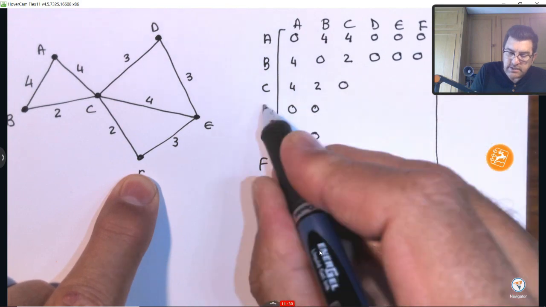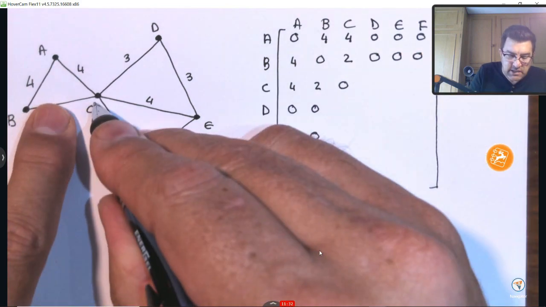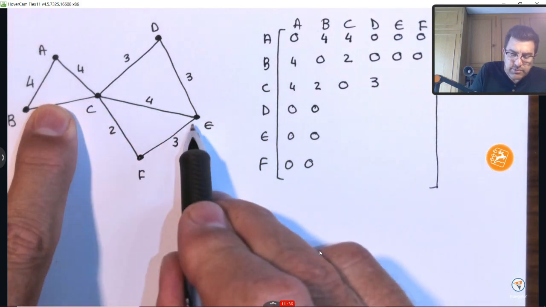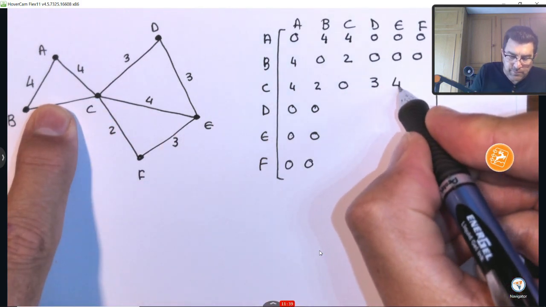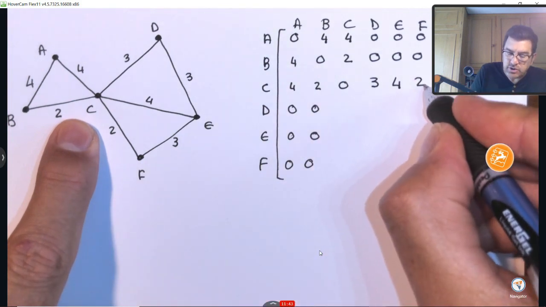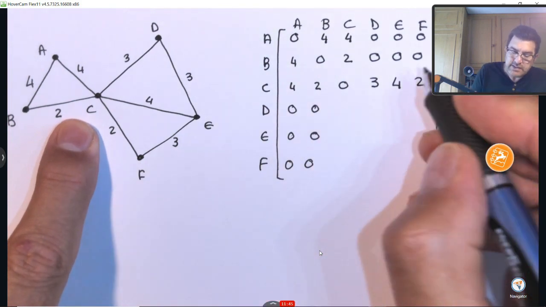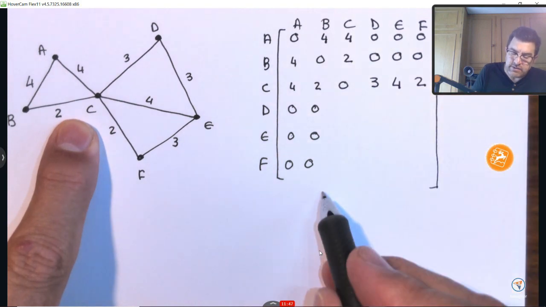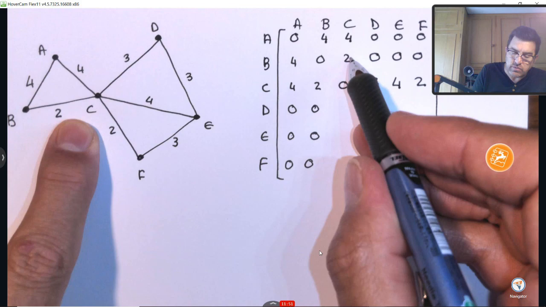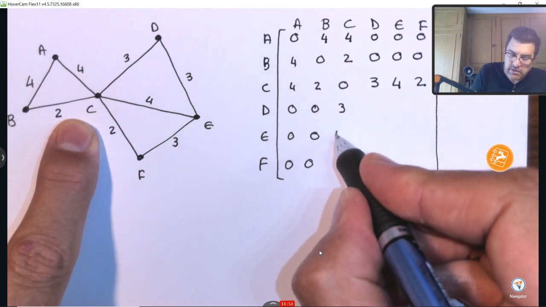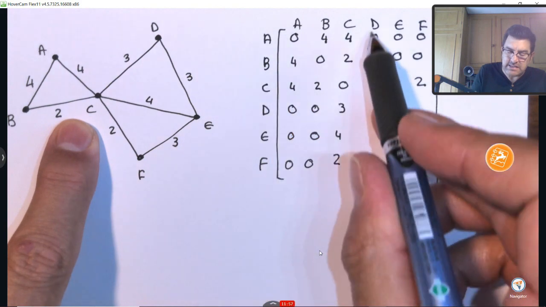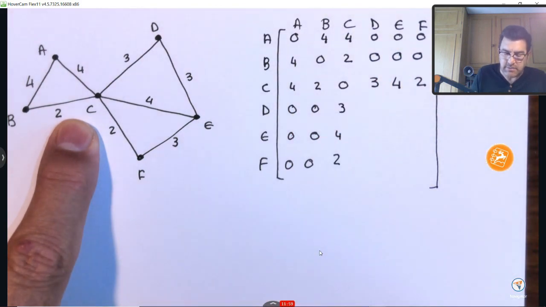Okay, C to C is 0. C to D, from C to D we have 3. From C to E we have 4. And from C to F we have 2. So this row gets copied down as that column: 4, 2, 0, 3, 4, 2. We pretty much do it because C and D and D and C need to have the same entry.